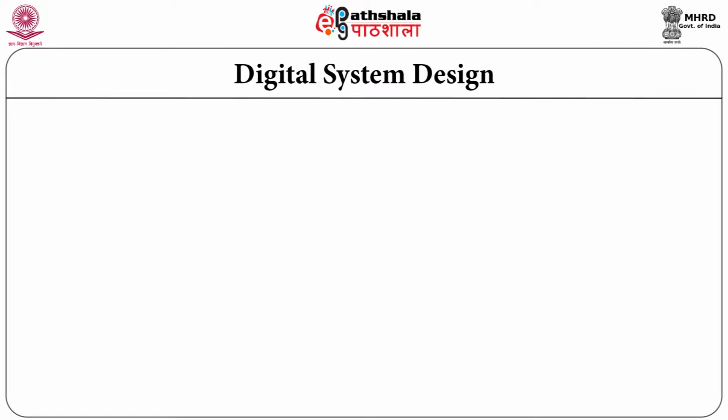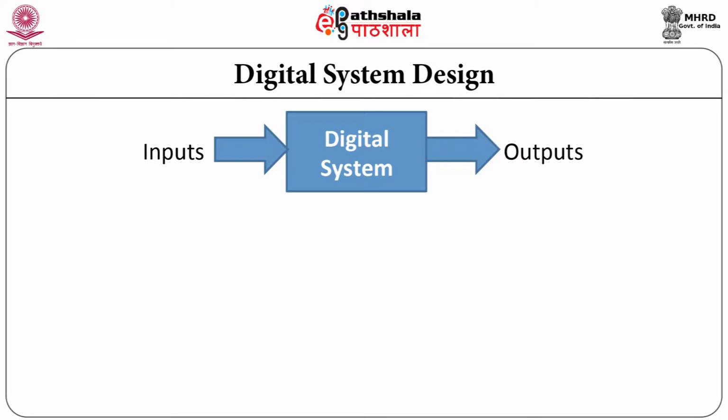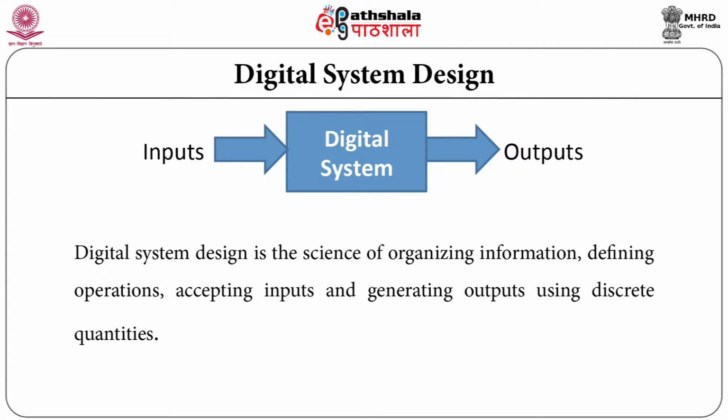Let us now understand the basics of digital systems. Digital systems consist of 3 main parts: the system input, the digital system and the outputs. Digital system design is the science of organizing information, defining operations, accepting inputs and generating outputs using discrete qualities.